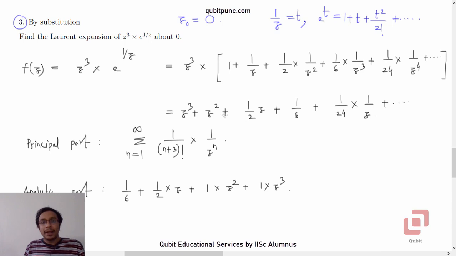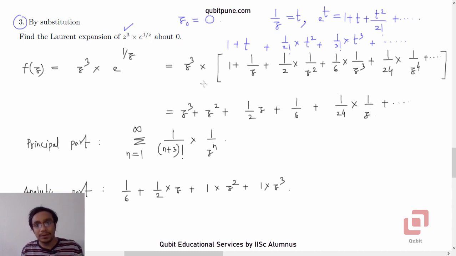Okay, and we have to now replace t by 1 over z, and then multiply it by z cube. Okay, the first function. So this is what I've done. This is 1 plus t squared by 2 factorial, the third term, then t cube by 3 factorial, and so on. Okay, t to the power 4 upon 4 factorial. Okay, so then what you do is you multiply each and every term of the bracket by z cube.